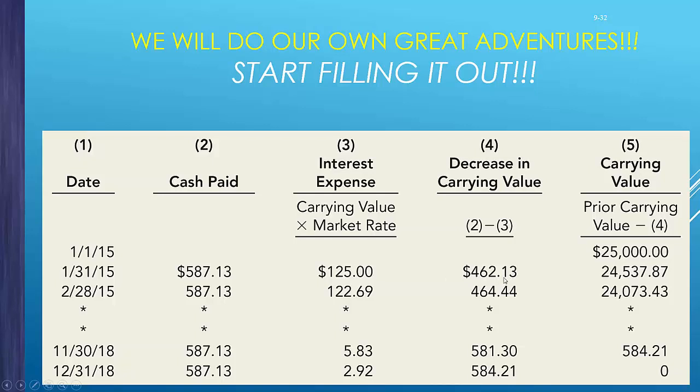So the $462.13, which is applied towards the principal, gets taken out from the carrying value. 25,000 minus 462.13 is this amount right here. Then the next time they make a payment, in this case the next month, which is about when mortgages are due, every single month, they pay the same amount. Now the amount that's applied to interest actually goes down, so I'm going to take this carrying value times the interest rate. I come up with 122.69. That means that more of my $587.13 gets applied towards the principal. Do you see how the 462 is moving up?